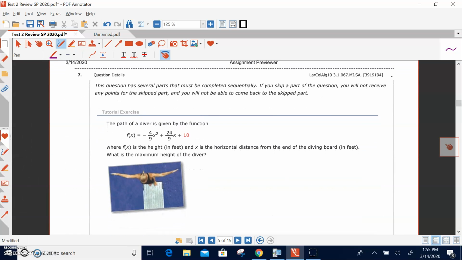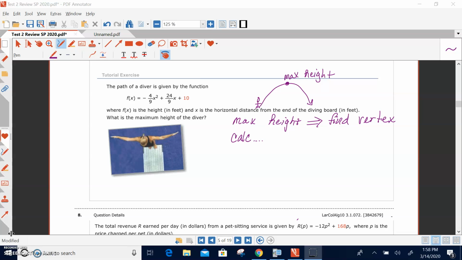Okay, let's see what's happening. So let's solve this application problem. It's the path of a diver. So we're given an equation. It's quadratic because the path of that diver is a parabola. We're asked to find the maximum height. And so the maximum height just equates to finding the vertex.